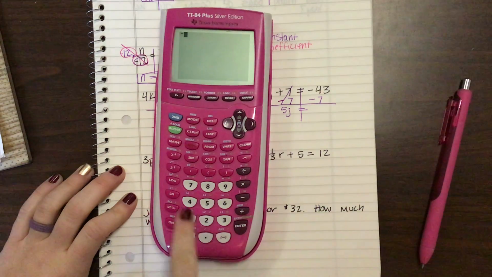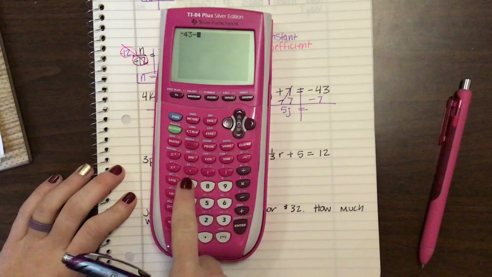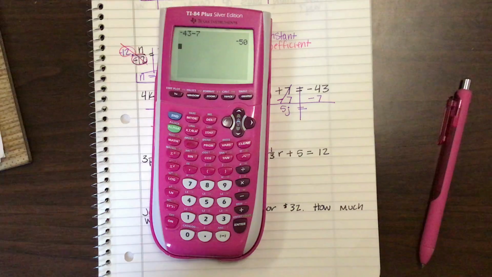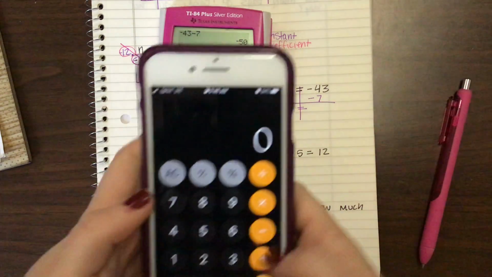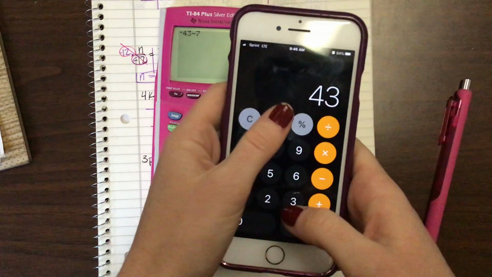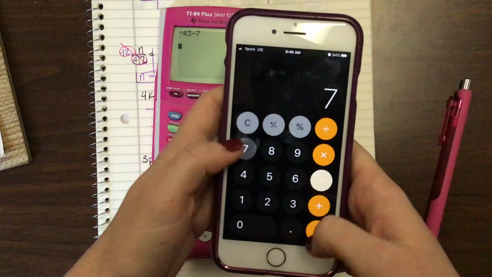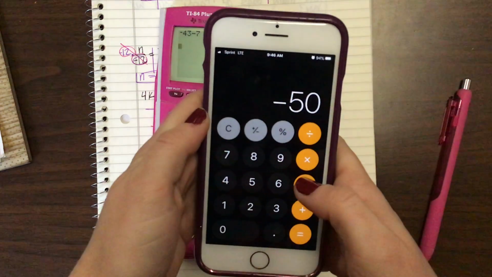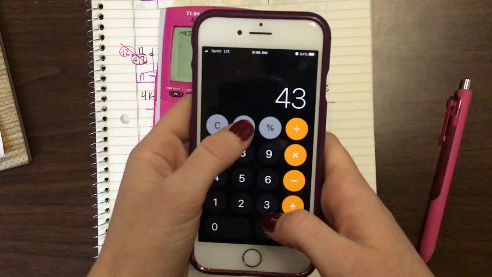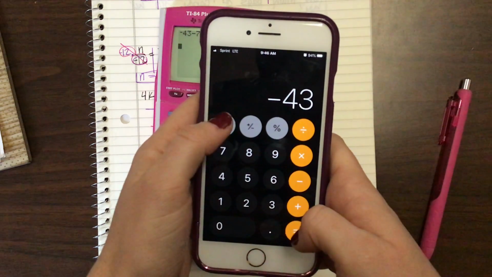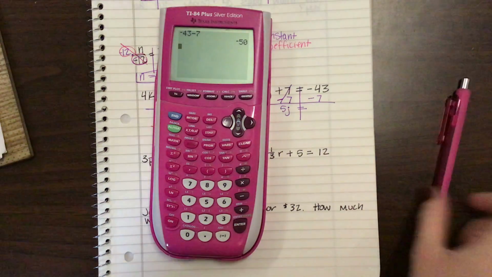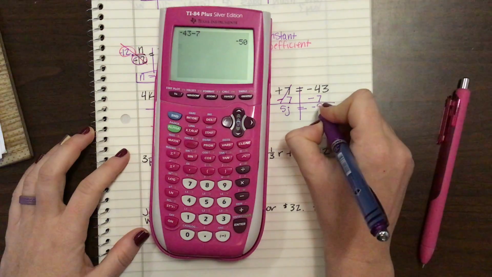So we're going to type negative 43 minus 7 is negative 50. I typed 43, then I have to make it negative, minus 7 is negative 50, okay?